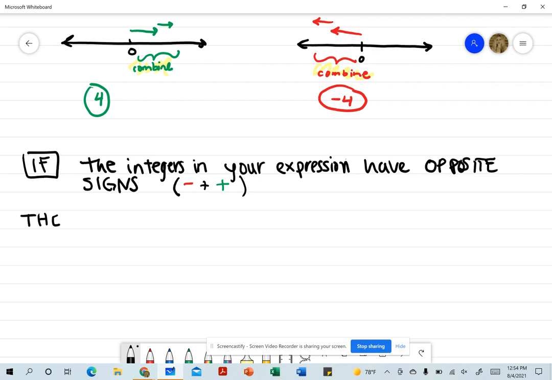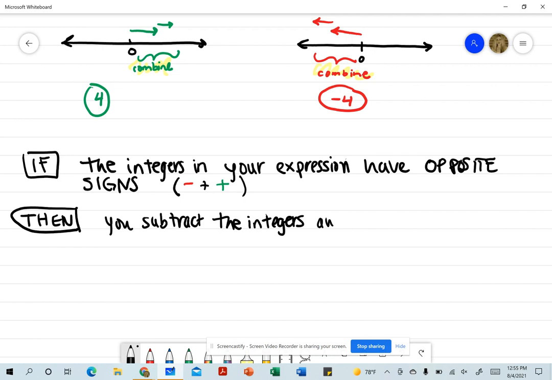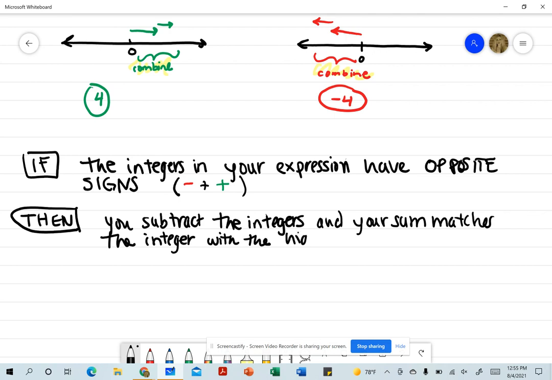Then you subtract the integers. And your sum matches the integer with the higher absolute value.